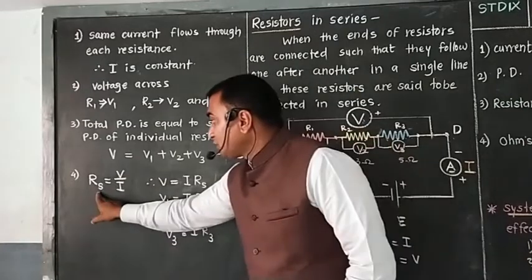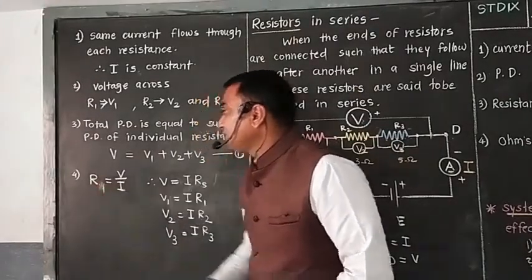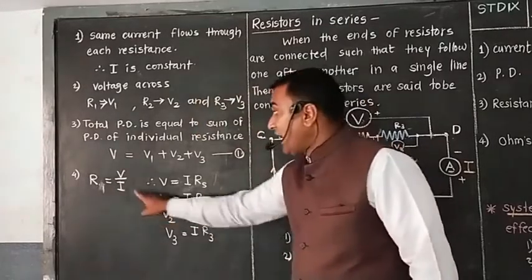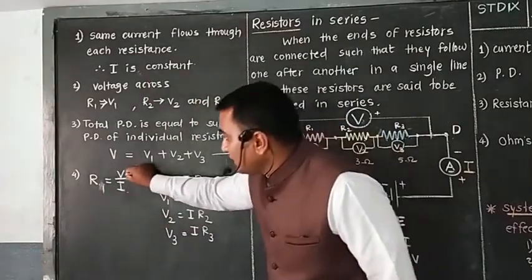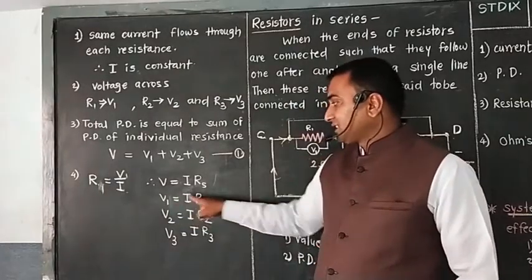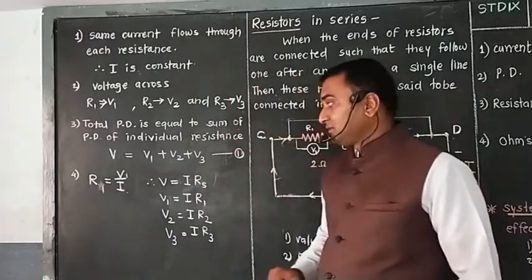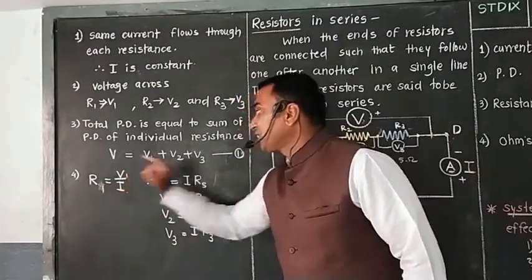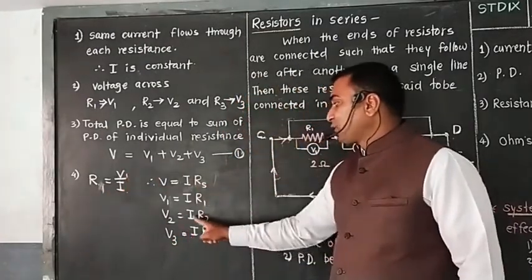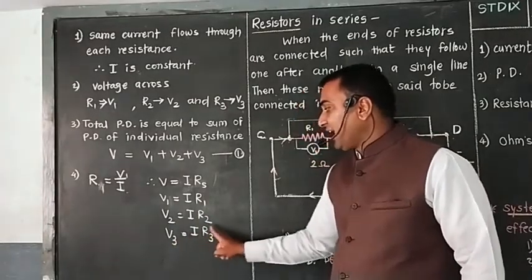But if you are going to consider here R1, see here, for R1, I is constant, and so here V1. So the second equation we are getting, V1 is equal to I R1. So what about the second resistor? Here 2, then you should write here 2 again. So V2 is equal to I R2, and lastly V3 is equal to I R3.